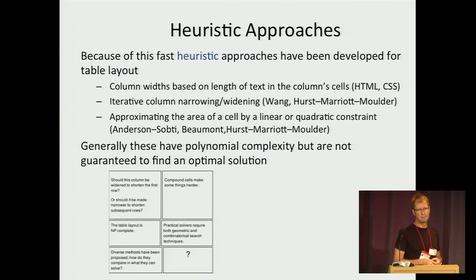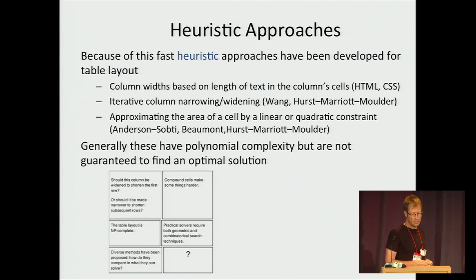Most computer scientists are scared by NP hard problems, and they go away and try and come up with a heuristic. So one class of heuristics, such as the HTML table layout algorithm, is based on looking at the content of a column and then using this to guess a column width, so perhaps proportionally based on the content. Another approach is to use iterative column narrowing or widening, and there the idea is that you start out from, for example, some very wide configuration and choose to narrow a column step by step while increasing the height as little as possible.